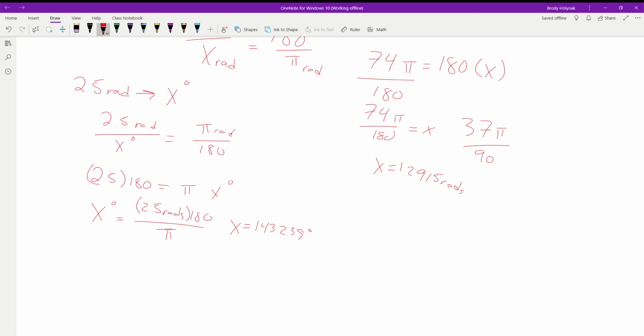Okay? So if we were to punch in our calculator 2.5, and we think it's in radians, but our calculator is set to degrees, it's going to assume 2.5 degrees, where we wanted 143 degrees. So either way, we can punch these values into our calculators. We just have to make sure what we're putting in is what the calculator thinks we're putting in.